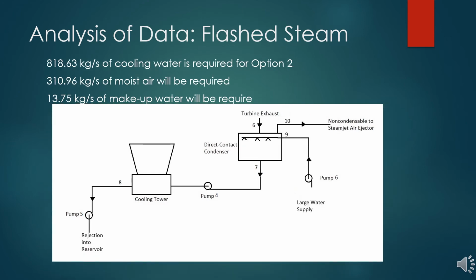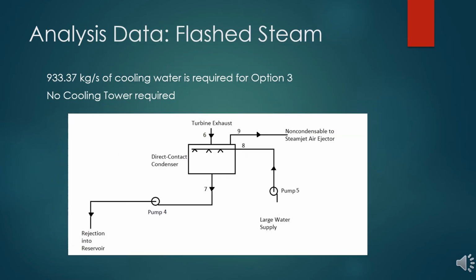approximately 1819 kilograms of cooling water is required by the condenser per second. 311 kilograms per second of moist air will be required to enter the cooling tower, and approximately 14 kilograms per second of makeup water is required by the cooling tower.